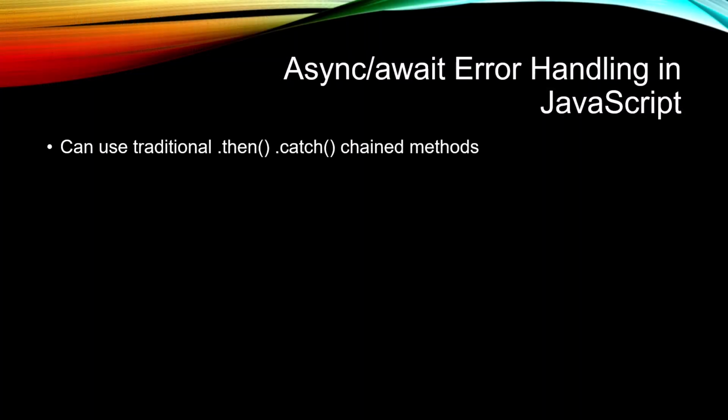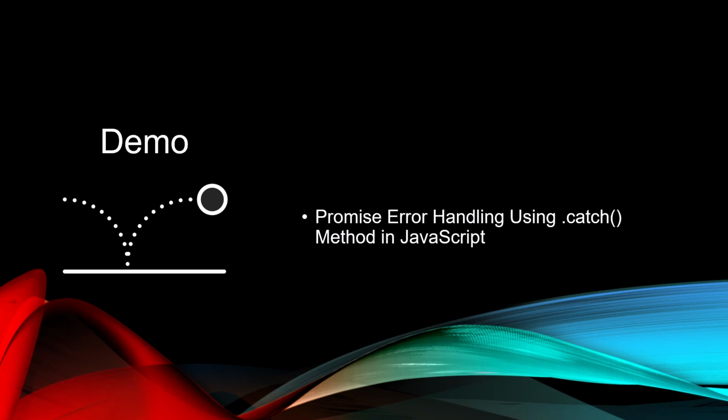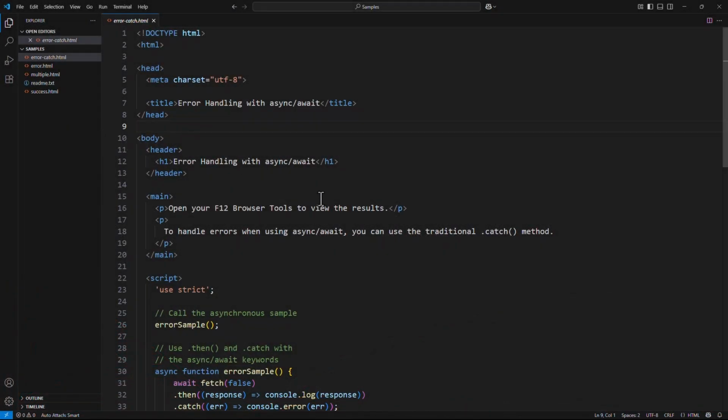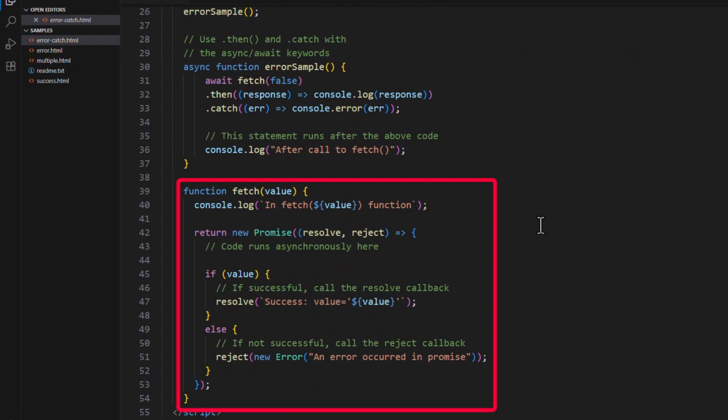Now, if you want, you can use the traditional .then and .catch chained methods in combination with the await. We can also wrap the await call into a try-catch block. Let's take a look at our first example of doing error handling using the catch method in JavaScript. In this HTML page, we've still got our fetch function down here on lines 39 through 54. Depending on the value you pass in, if it's a truthy, we'll do a resolve, otherwise we'll do a reject.